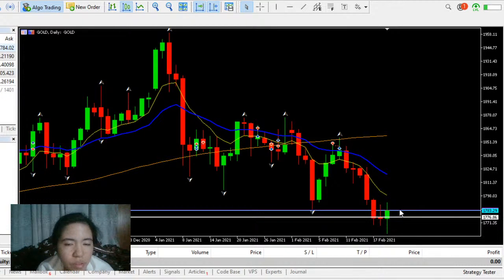So that's it for gold. Like I said, it's bearish bias. I'm gonna wait for a better looking price action, where there's a better price position to trade in. So there you go.